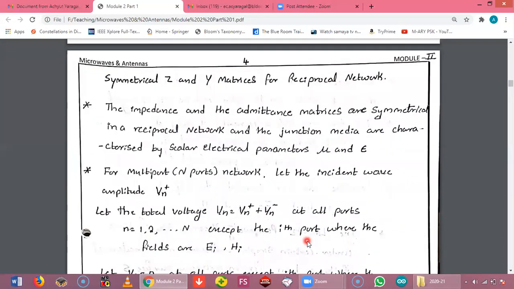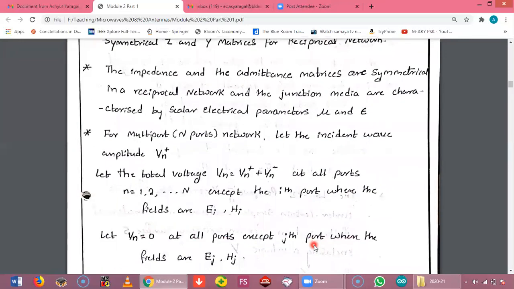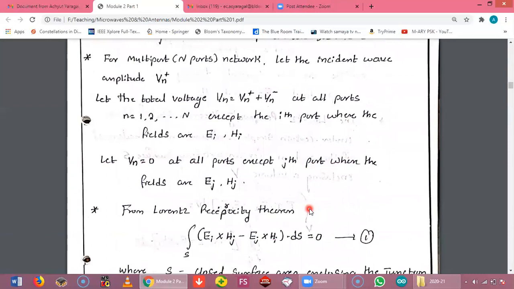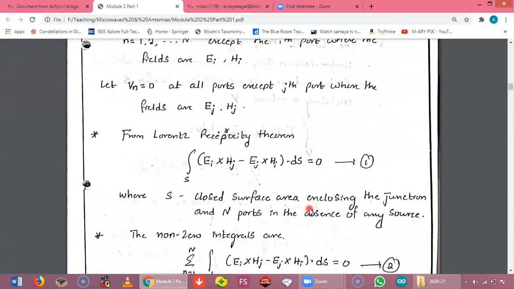First and foremost, let me just revise here. We have to consider the multi-port N networks, where total voltage is Vn, nothing but the incident and the reflected voltage. For all the ports we have to consider the voltage equal to 0 except the ith port, that is Ei and Hi, and except the jth port, where the fields will be Ej and Hj. From there we are going to get the Lorentz reciprocity theorem here.